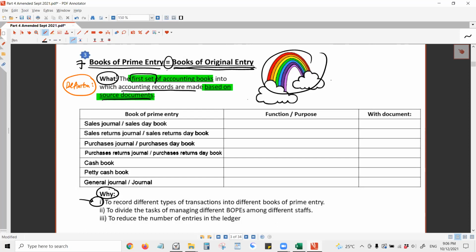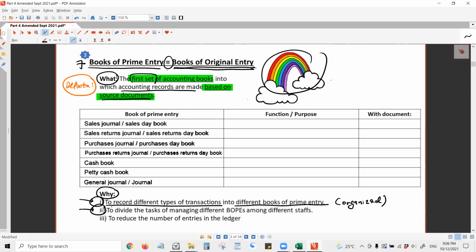messy, right? It's going to be messy, because there are so many things in one book, and it's not organized. Yeah, that's the right word, not organized. So with the 7 books of prime entry, for the same kind of transaction, you can record into one book of prime entry. Maybe for another kind of transaction, you record it into another book of prime entry. You see the logic behind it. So the first reason is to record different types of transactions into different books of prime entry. You can write next to it the word organize. Everything would look more organized when you categorize them. Don't you think so?